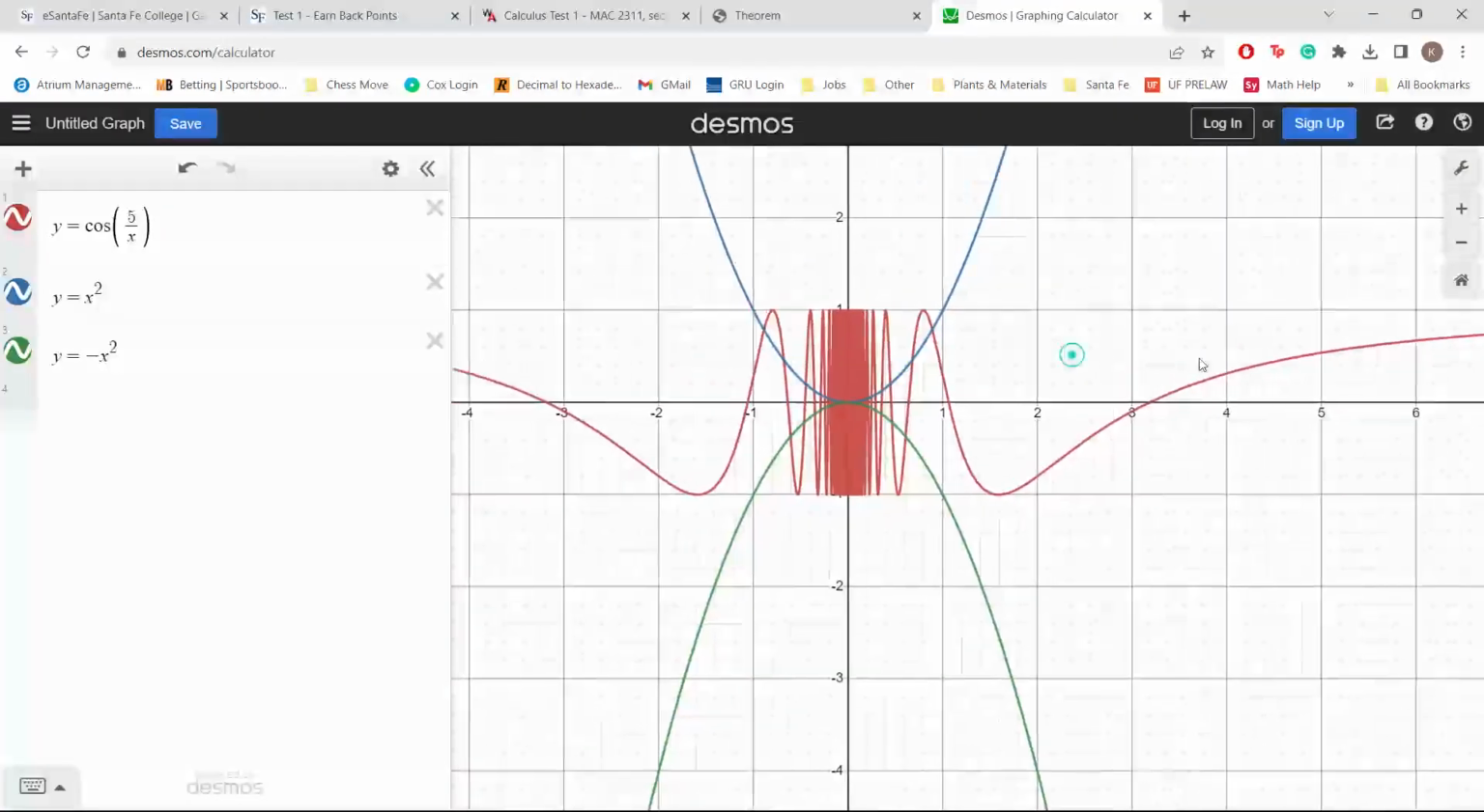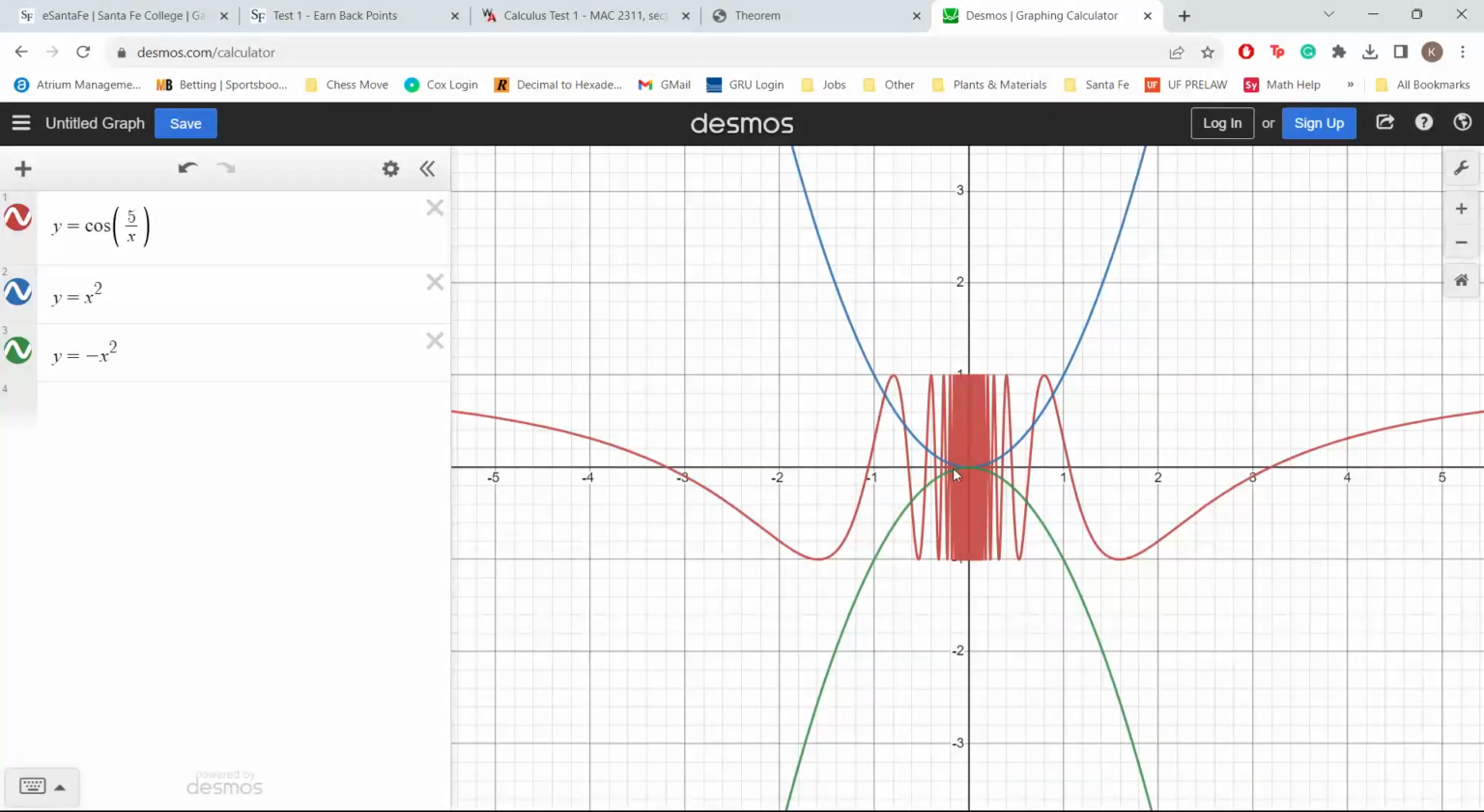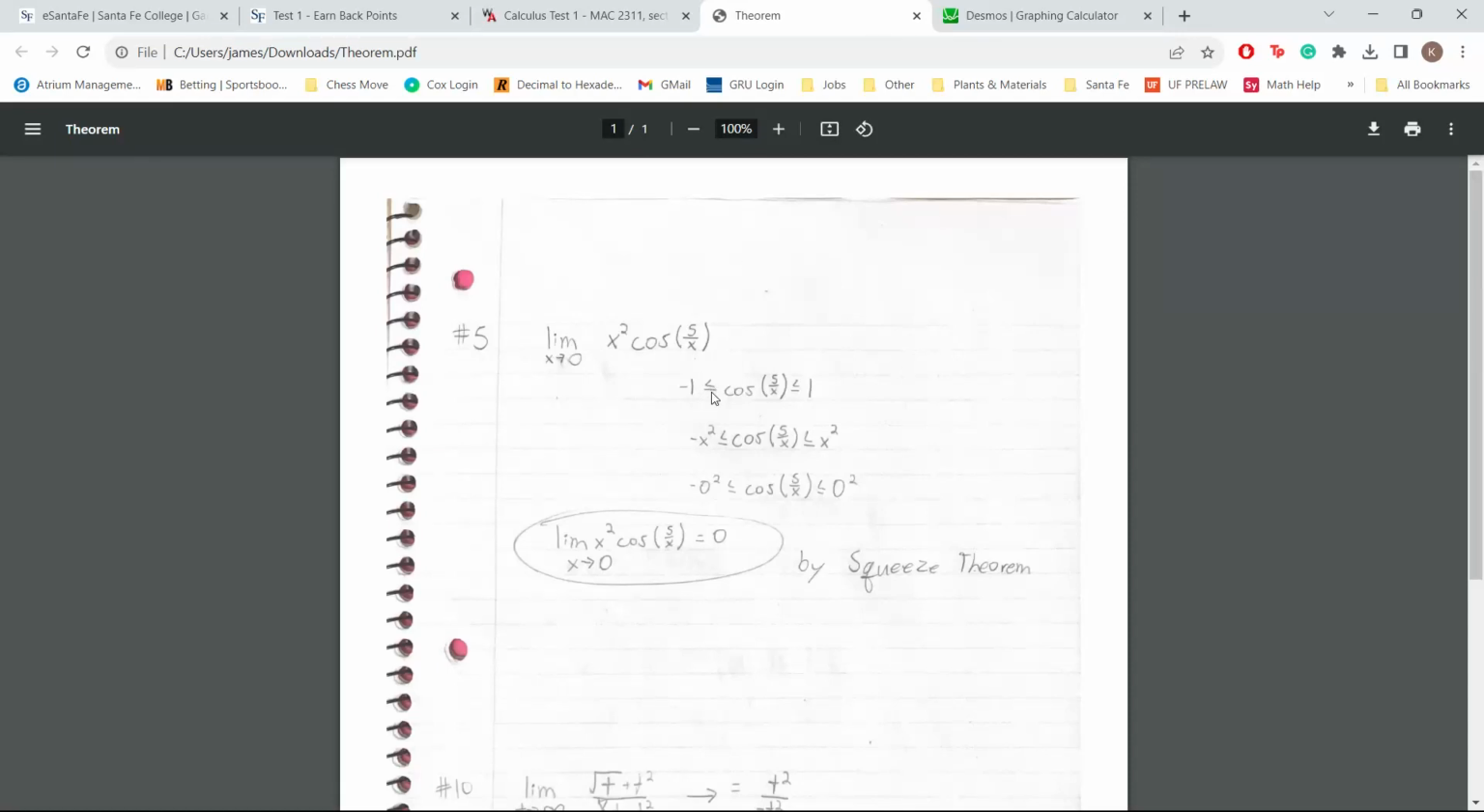I actually have the graph on Desmos, and you can see here's the red graph. It's always in between 1 and -1. So that's the minimum and the maximum value that the function will ever reach. This function, cosine of 5 divided by x, is squeezed in between the larger function, x squared. It's actually going to be squeezed in between negative x squared and positive x squared, because these values can go a lot higher than 1 and -1.